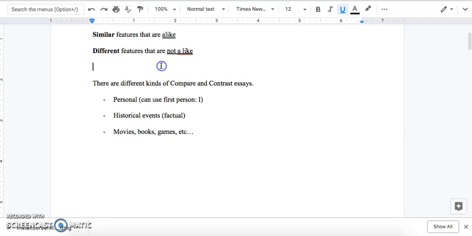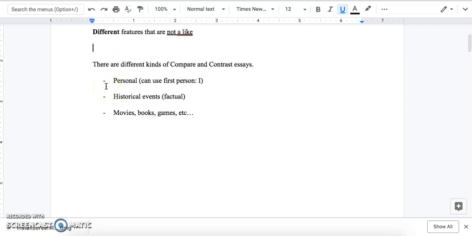Okay, so now I would just like to discuss 3 different kinds of compare and contrast essays. There's definitely more than 3, but these are the 3 that I just want to focus on really fast. So you could do a personal compare and contrast essay. That would be something personal to yourself, and so you'd be able to use I because it would be a personal experience. So you can compare you and a family member, or maybe 2 friends that you have, or you and your own friend. So that's personal experience, so you can use I, first person.